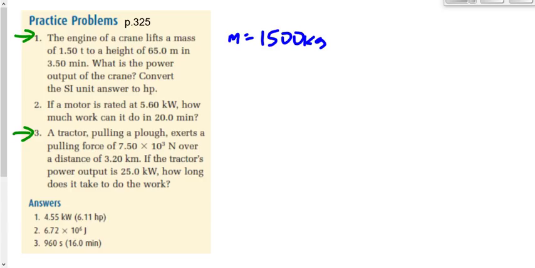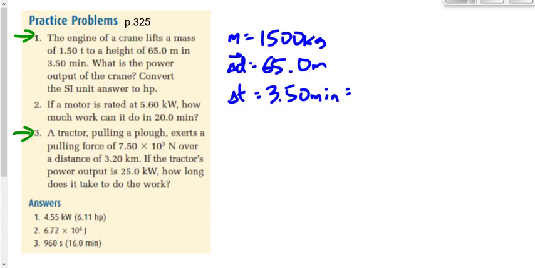And we're lifting it to a height of 65 meters. So we're going to say the displacement as we lift this mass is 65 meters. Does that make sense? 65 meters up relative to where it started. My time is 3.5 minutes, but we got to convert that to seconds. 3.5 minutes multiplied by 60 gives me 210 seconds. Is that right? Okay, 210 seconds.